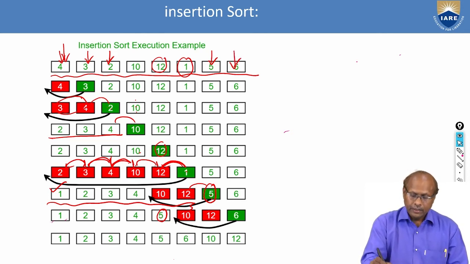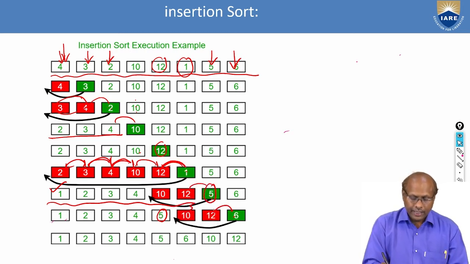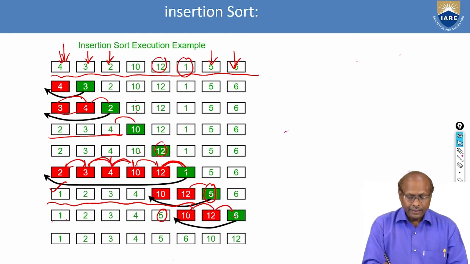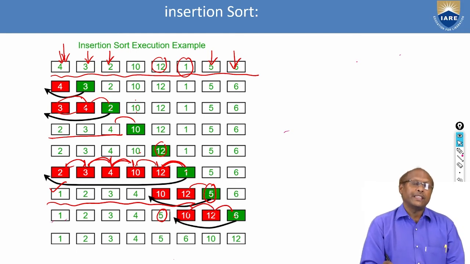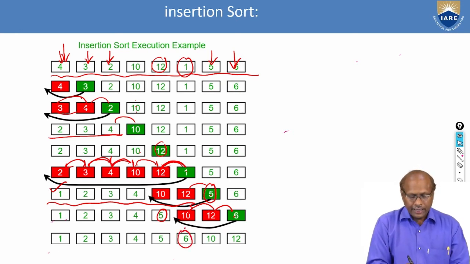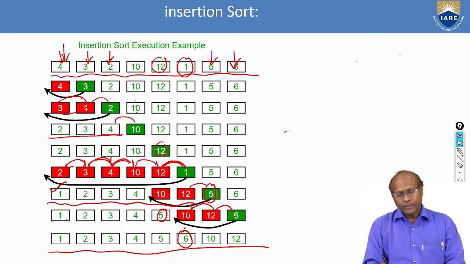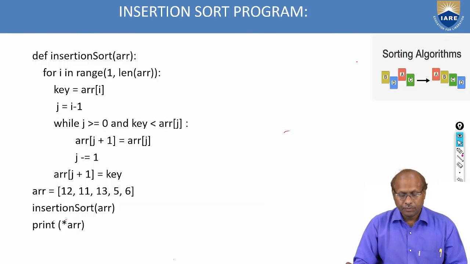Next is 6. 6 you will compare with 12. So 6 is smaller, interchange. Again 6 with 10, interchange. Again 6 with 5, no need to interchange because 6 is greater than 5. So that means 6 is found here. This is a suitable position. So at the end of the loop, you will find all the elements in sorted order. So this is the way it works.